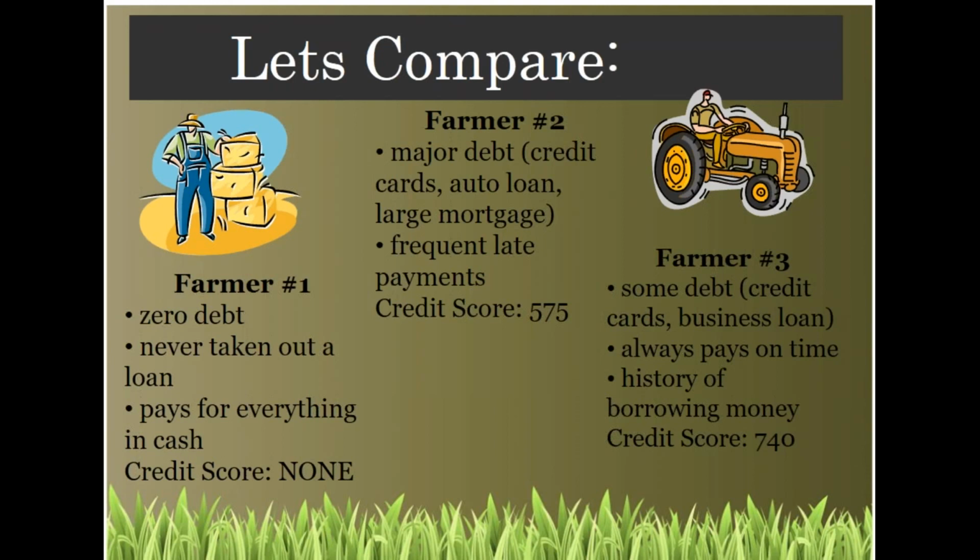Then farmer 3 has some debt, but always pays on time and has a long history of borrowing. They have a good credit score. So that just gives you a sense of the different kinds of options.